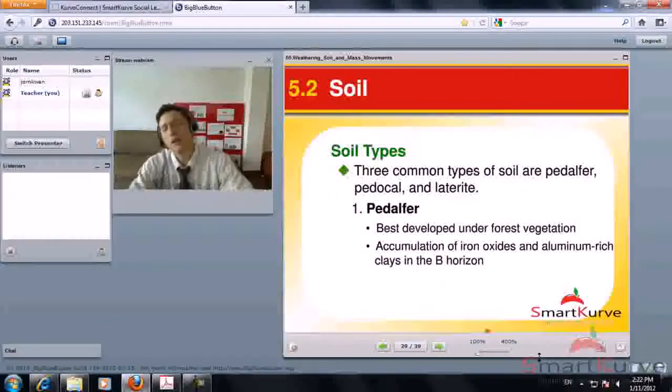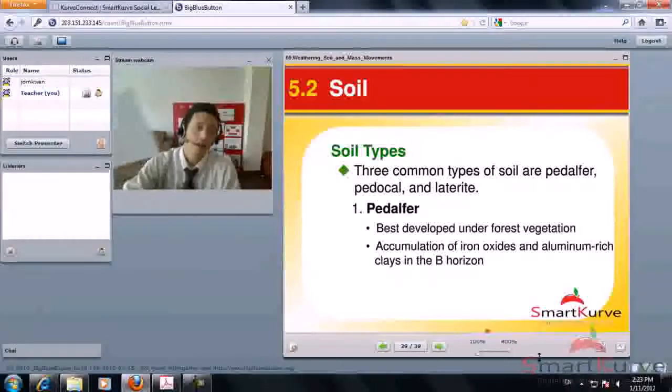There are three main types of soil that we're going to look at: pedalfer, pedocal, and laterite. Pedalfer. This is what we find under forests, in forest vegetation. They have a lot of those iron oxides and the aluminum-rich clays in the B horizon.